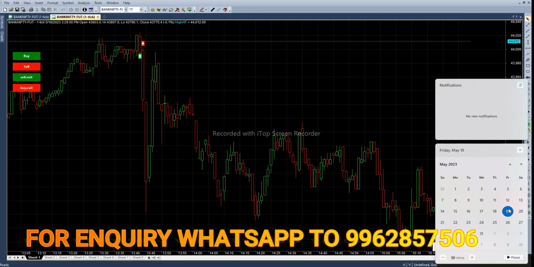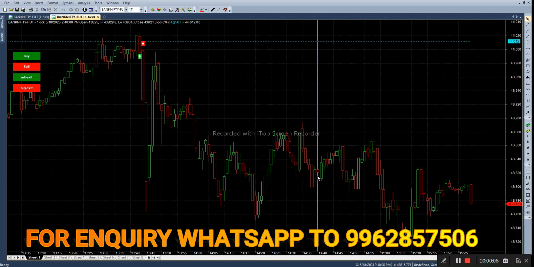Today it is 18th May. Today we are trading with Nifty option weekly contract, monthly contract. Previous closing price is 43,775. We have to cut the money, that is 43,800 call option and 43,800 put option.